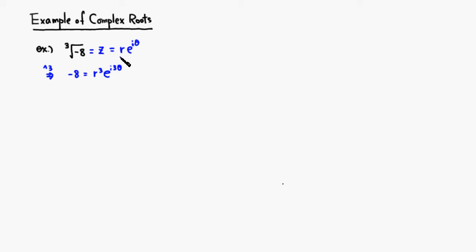Then by taking the absolute value, we notice that the absolute value of the right hand side is r cubed. And the absolute value of negative 8 is obviously 8. Since r is a real value, we can just take the cube root of both sides to find out that r is going to be just 2. Cube root of 8 is 2. So we got the r value. The angle of the right hand side is 3 theta.